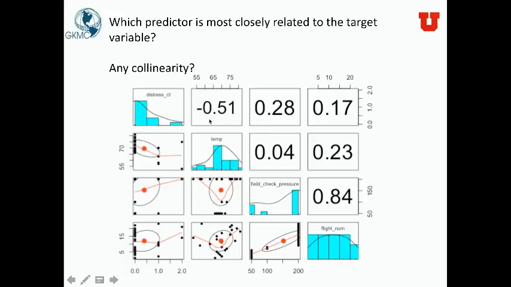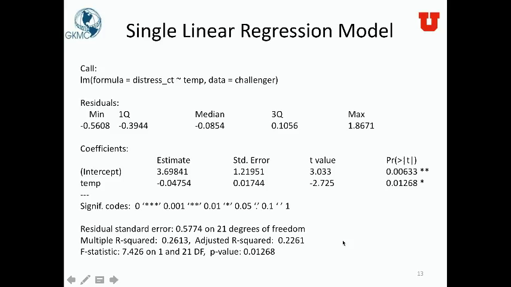More importantly, if we look at the relationship between this temperature predictor and the field check pressure predictor, this number is their correlation, which is close to 0, and that indicates that these 2 don't have a linear relationship. You cannot predict or estimate one using the other, and so there's no collinearity between the 2. Even though there is a very strong one between flight number and field check pressure for some reason, given that we typically don't use a flight number, a unique case identifier or record identifier, as a predictor, we don't need to worry about it.